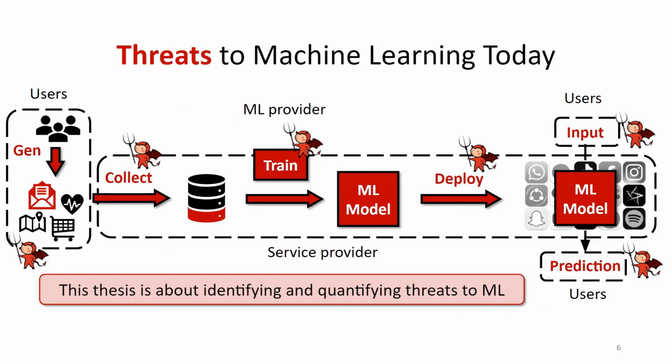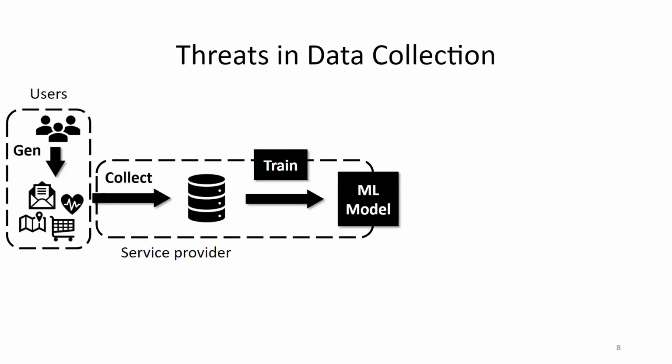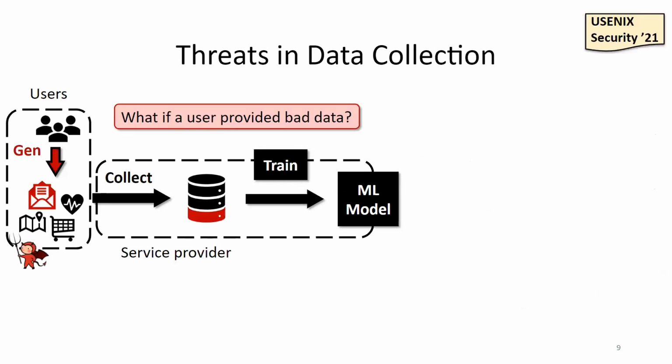In the next part of this talk, I want to give you an overview of all these threats in different parts of this pipeline. Let's start with threats at data collection time first. Data collection time is just when the user generates the raw data and the raw data gets collected by the service provider. So what could go wrong in this very first step? What if a user is malicious and is providing bad data? This bad data gets collected to train the model.